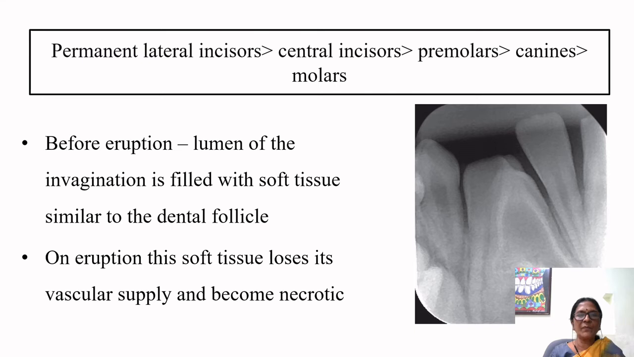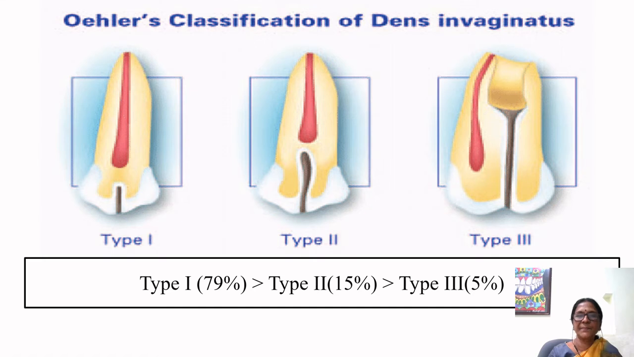Before eruption, the lumen of the invagination is filled with soft tissue similar to the dental follicle. On eruption, this soft tissue loses its vascular supply and becomes necrotic. Mostly seen in the permanent lateral incisors or sometimes in the central incisors. The pictures show dens invaginatus type 1, type 2 and type 3.